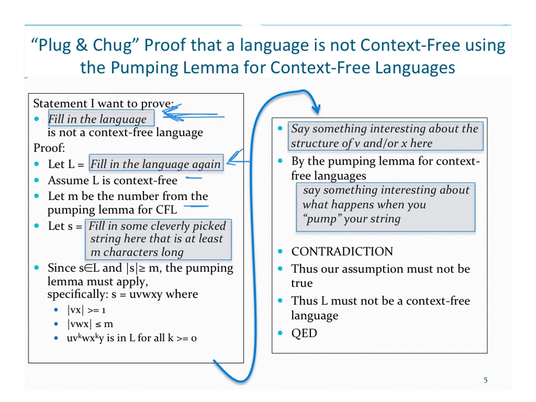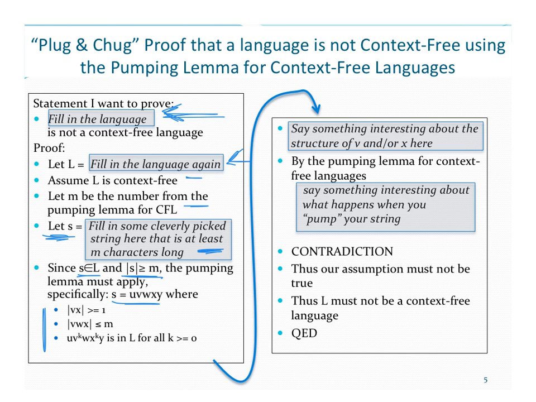Let M be the number from the pumping lemma. Then we have to pick a string. We got to pick a clever string. Now you actually have to do some work and pick a good string. And you need to make sure that that string is both in your language and its length is at least m characters long. Because if it is, then we can split it into u, v, w, x, y, and all these things apply.